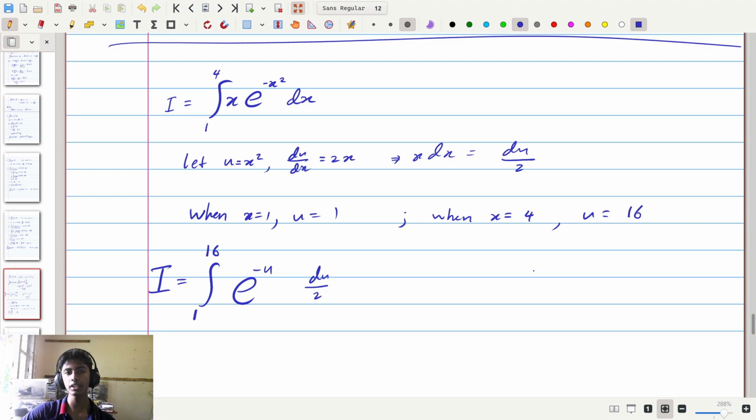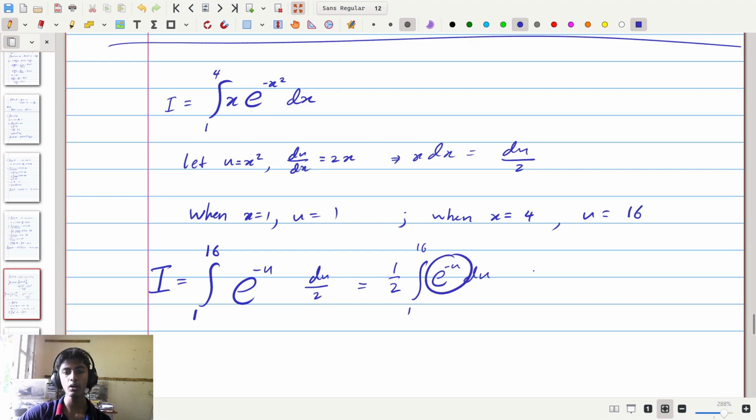So, the integral I is equal to the integral from 1 to 16 of e to the power of negative u times du divided by 2. I am actually going to take this divide by 2 out as a constant and say this is equal to half the integral from 1 to 16 of e to the negative u with respect to u.